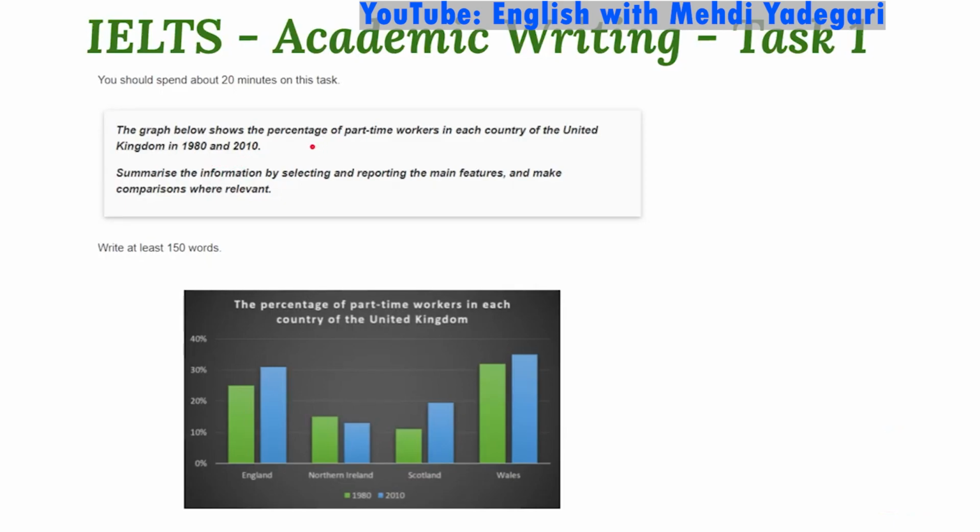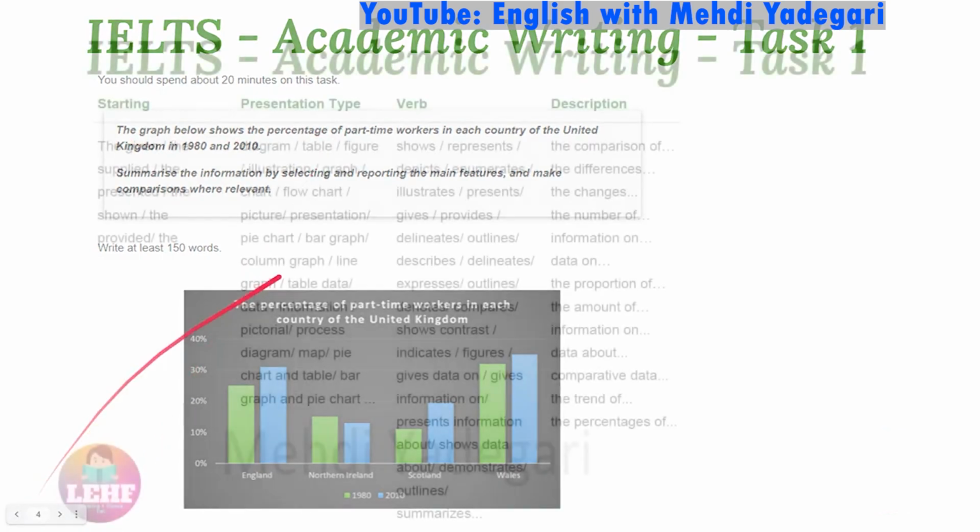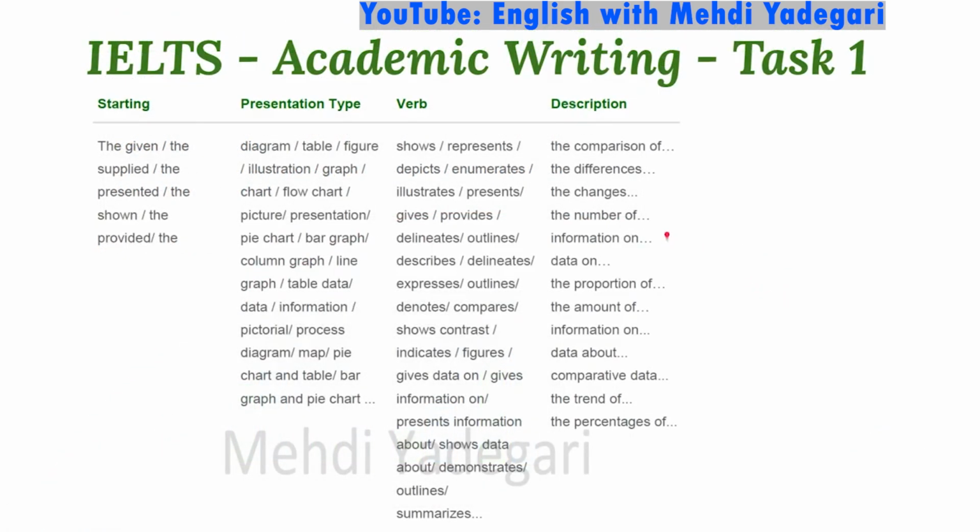So how can we paraphrase this sentence? Like, what do we do with the graph, show, percentage? If you take a look at the previous page, I've provided a template that you can go with in order to paraphrase the very beginning of the prompt. So you can use starting words like the given, the supplied, the presented, the shown. It doesn't matter which one you use, they're all the same.